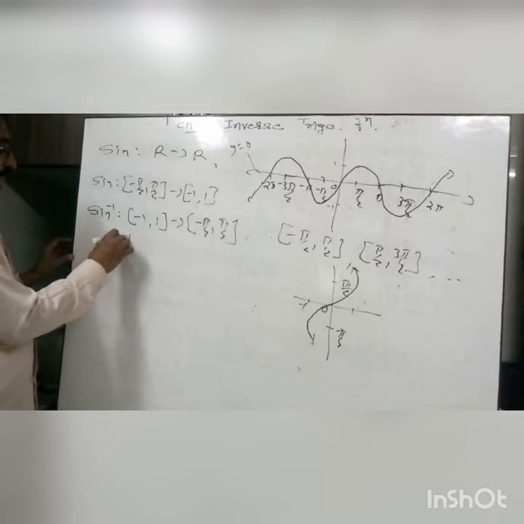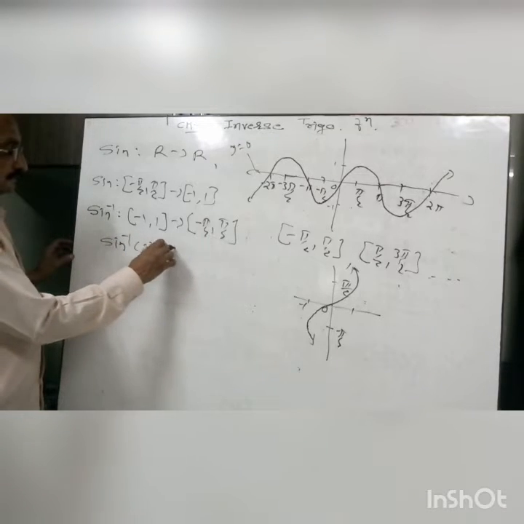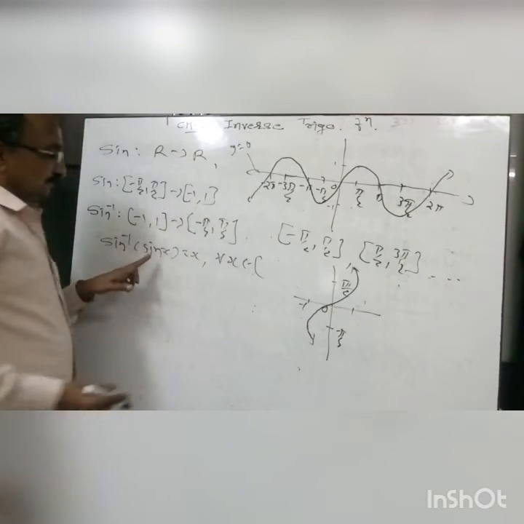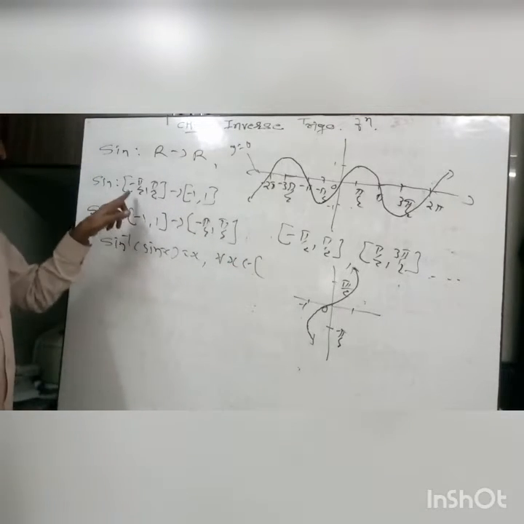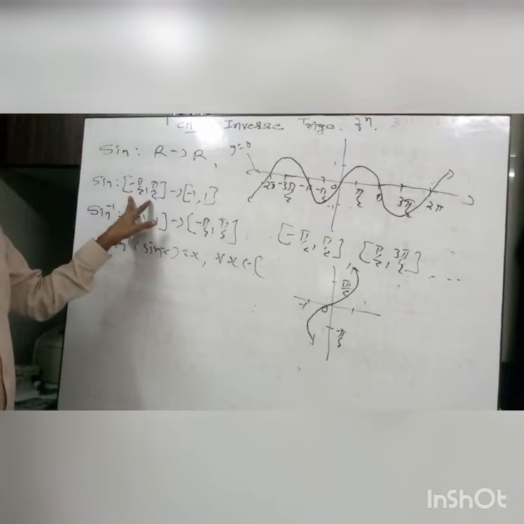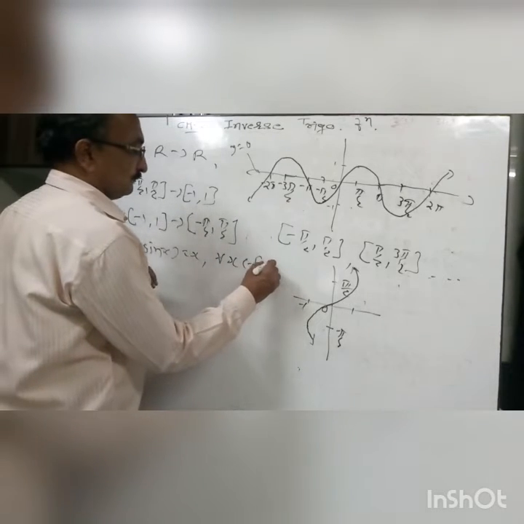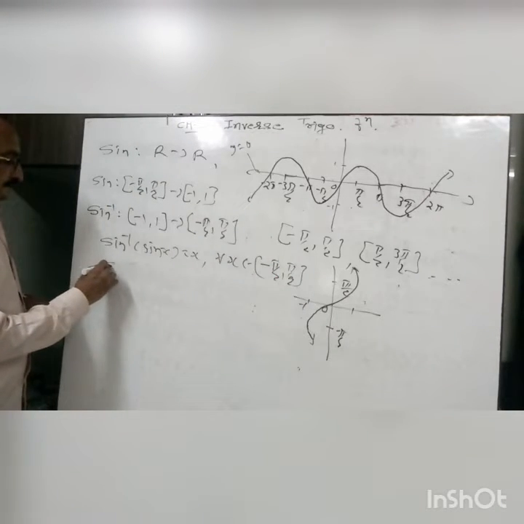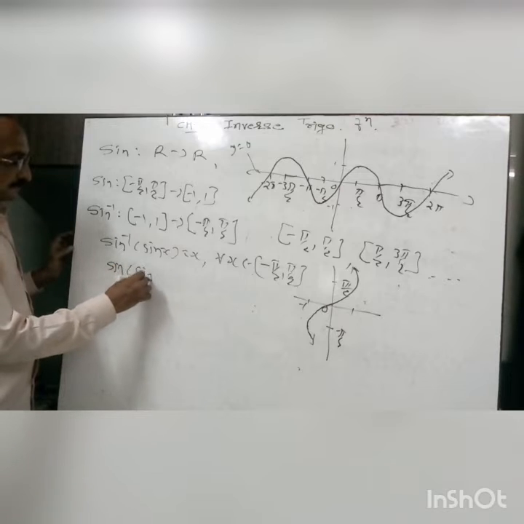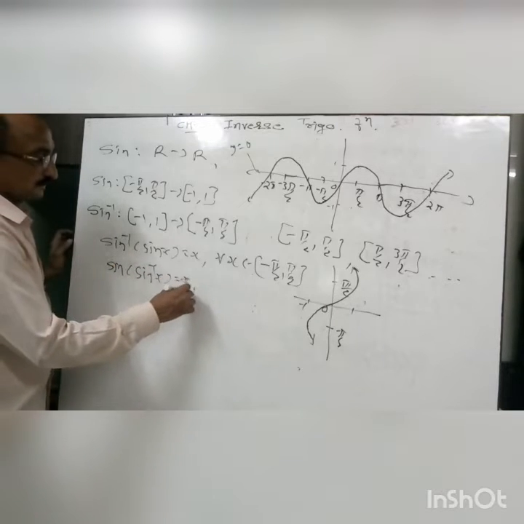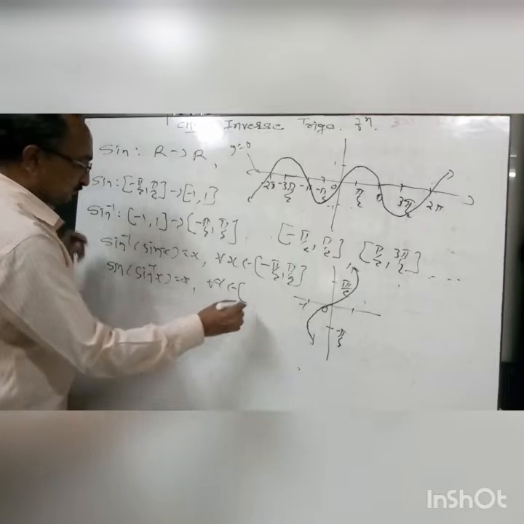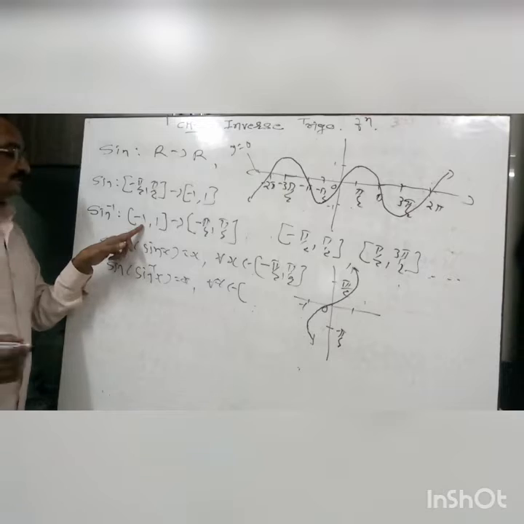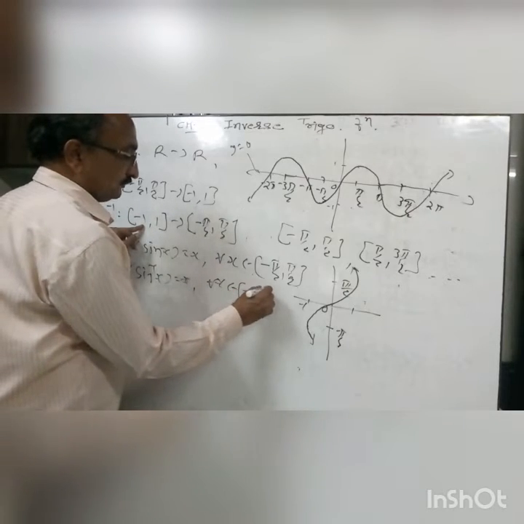Sine inverse of sine x is equal to x for all x belonging to the domain of the sine function. Here we select the domain of the sine function as the closed interval minus pi by 2 to pi by 2. Same, sine of sine inverse x is equal to x for all x belonging to the domain of the sine inverse function. Here the domain of the sine inverse function is the closed interval minus 1 to 1.